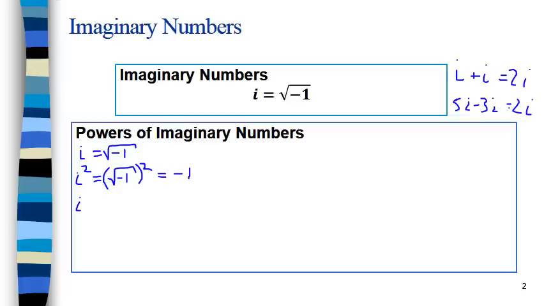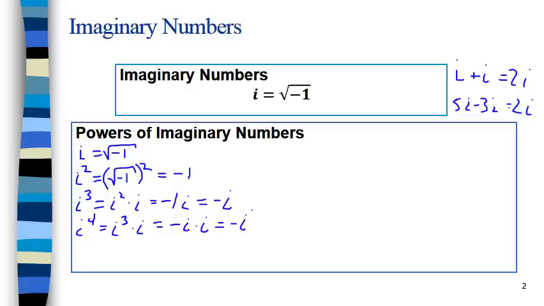And so we can take the next step and say, well, what about I cubed? Well, I cubed is just I squared times I. And if I squared is -1, then that's -1 times I, which is just -I. And I to the fourth we can think of as I cubed times I, which is -I times I, which would be -I squared, which is the negative of -1, which is just 1. And so this pattern will continue.